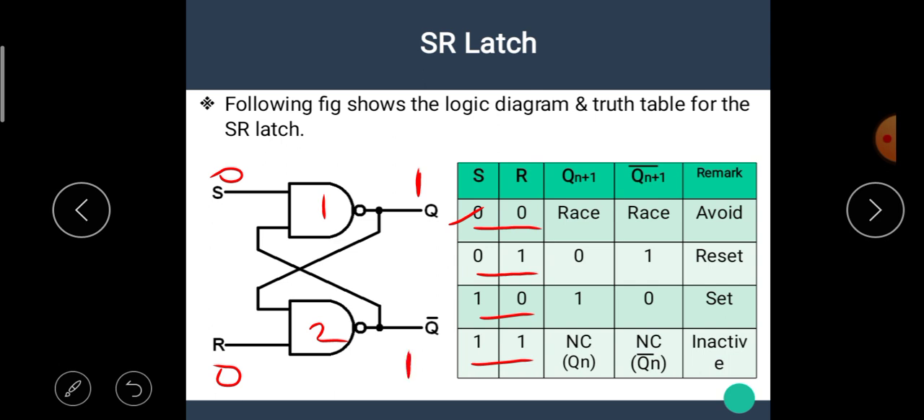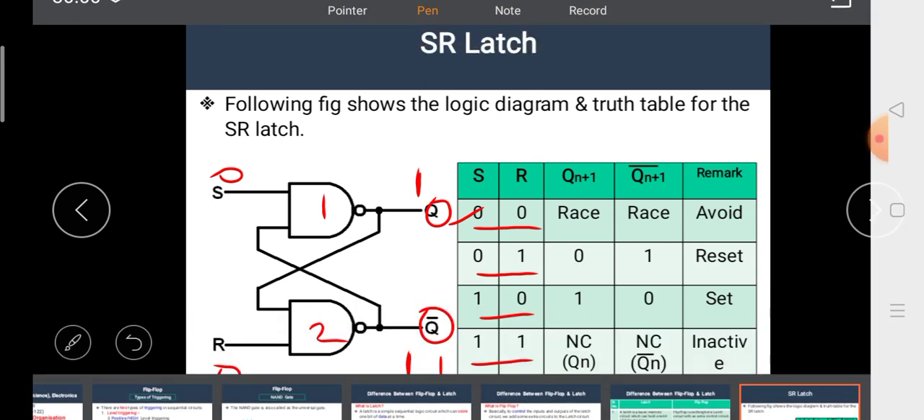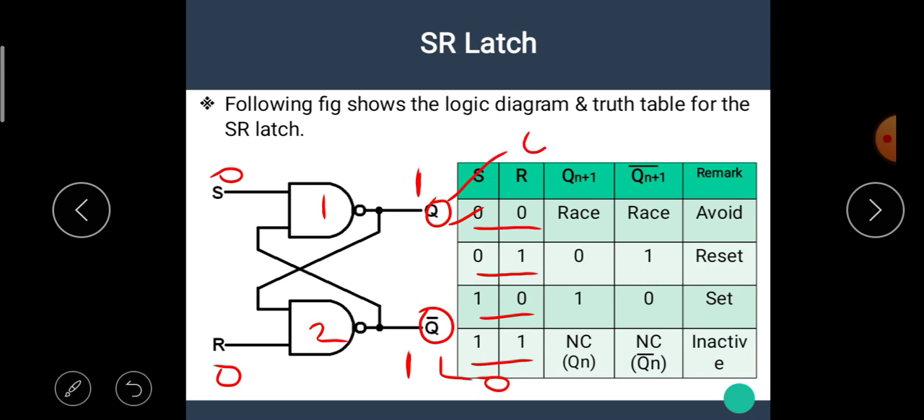But here we have Q and Q bar. That means if Q has the value 1, then Q bar should be 0, or if Q bar has the value 1, then Q should have value 0. That means here we require the complement form. If Q has the value 1, Q bar should be 0, because its complement is here.